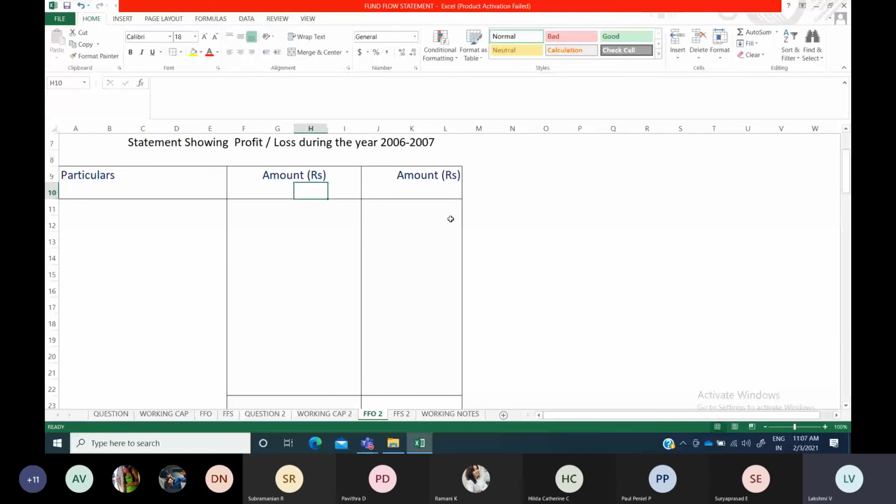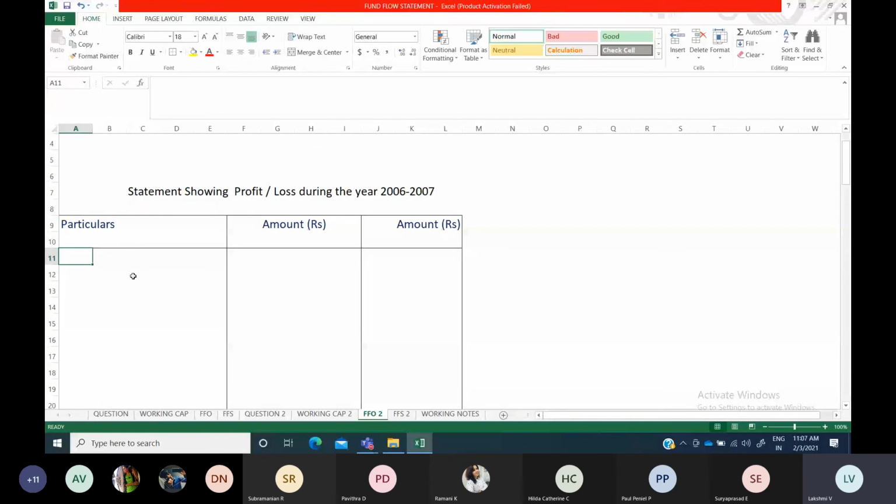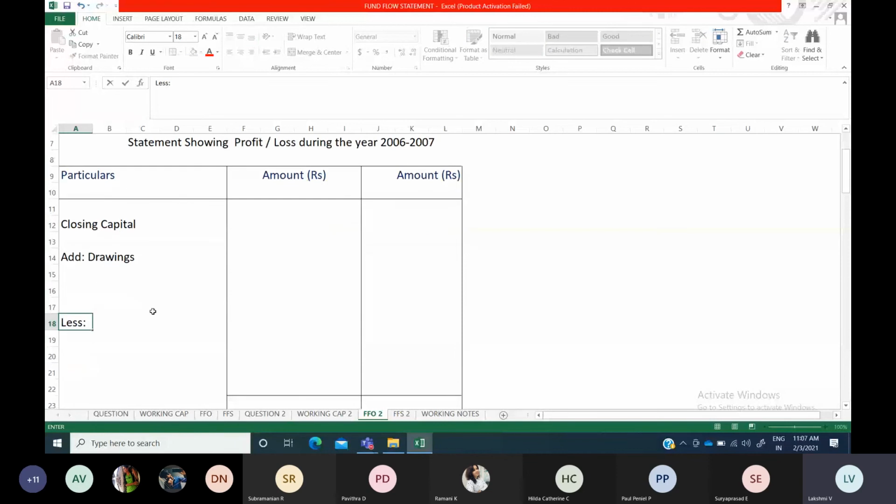Here there is again a format for how to calculate the net profit or loss for that business. So what is the format? Closing capital. One amount will be given in the question. With that, add drawings. Leave some space. Amount, everything we have to calculate and fill up here in this first column. So I will leave some space here.